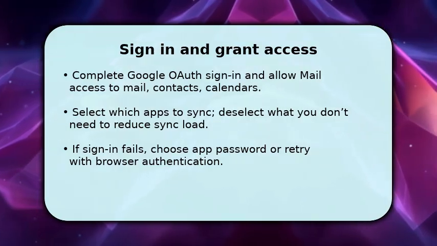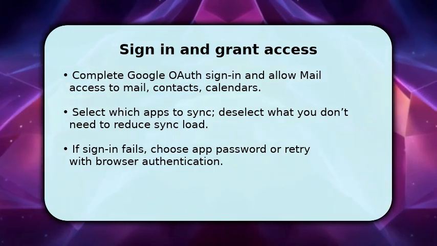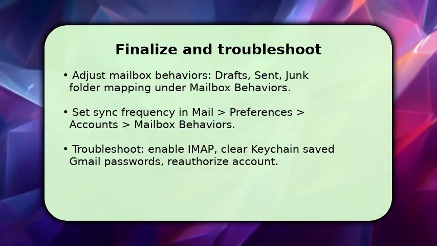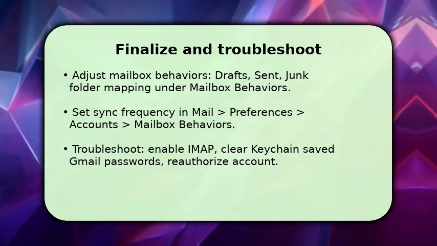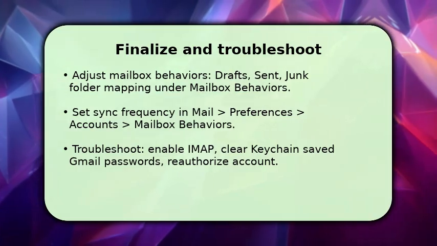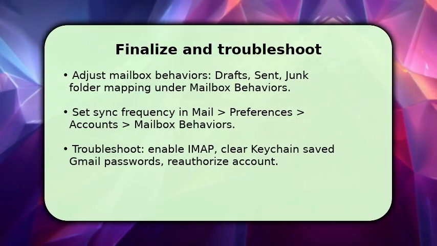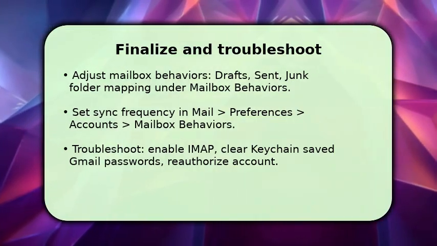You finalize setup by opening Mail Preferences Accounts to configure mailbox behaviors, folder mappings, and sync frequency, so Mail stores drafts and sent items where you expect. Make sure the sent/trash/junk are mapped to Gmail labels to keep things consistent across devices. If synchronization stalls, check Gmail's IMAP setting, remove any obsolete saved password in Keychain Access, then reauthorize the account in Mail.